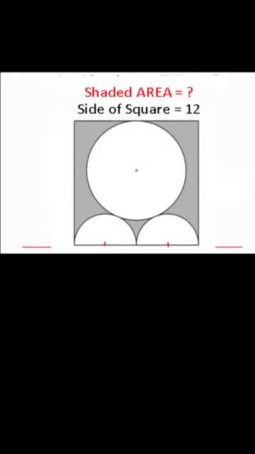52.1 is incorrect, Adarsh. Just give the answer in 1 decimal place, or you can give the answer rounded off to the nearest whole. It's a square. Yes, it's a square. I have mentioned the side of the square is 12.